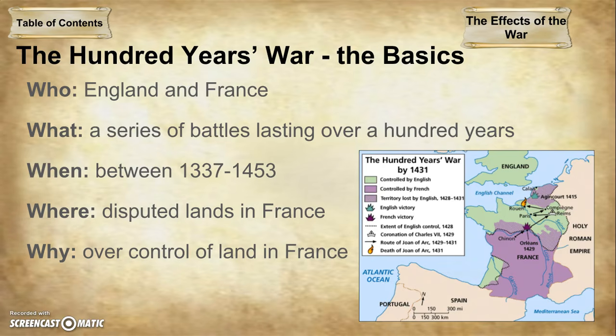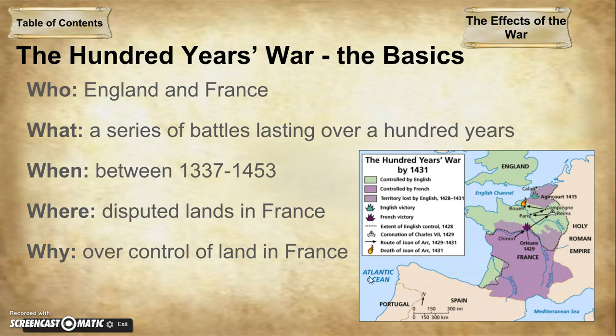So historically, the monarchs of England had controlled the fiefs, meaning they reigned over the land in France. And then eventually some of the French kings said, wait a second, this is our land, this is our kingdom. And that started the fight.